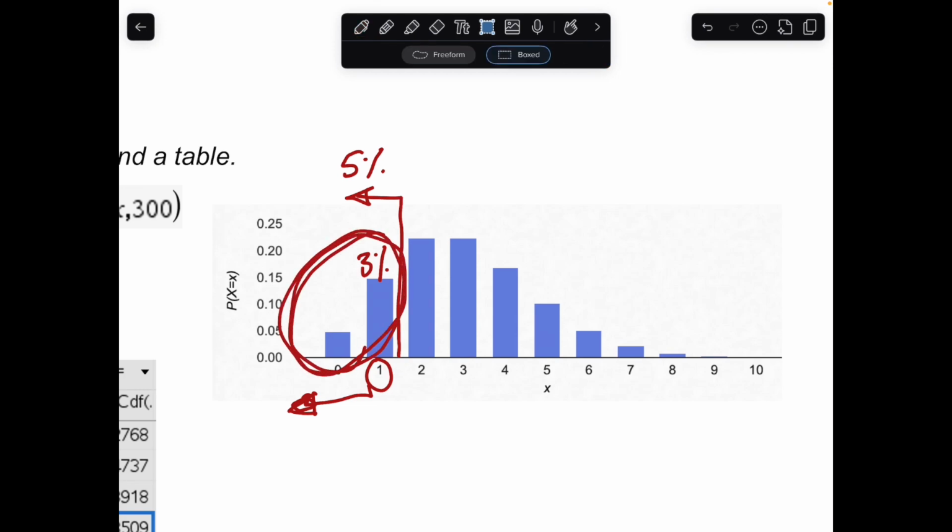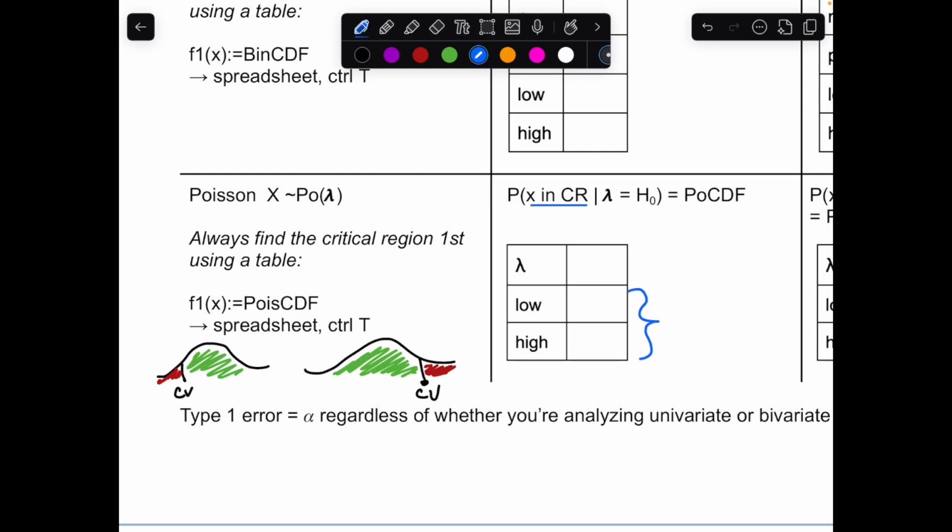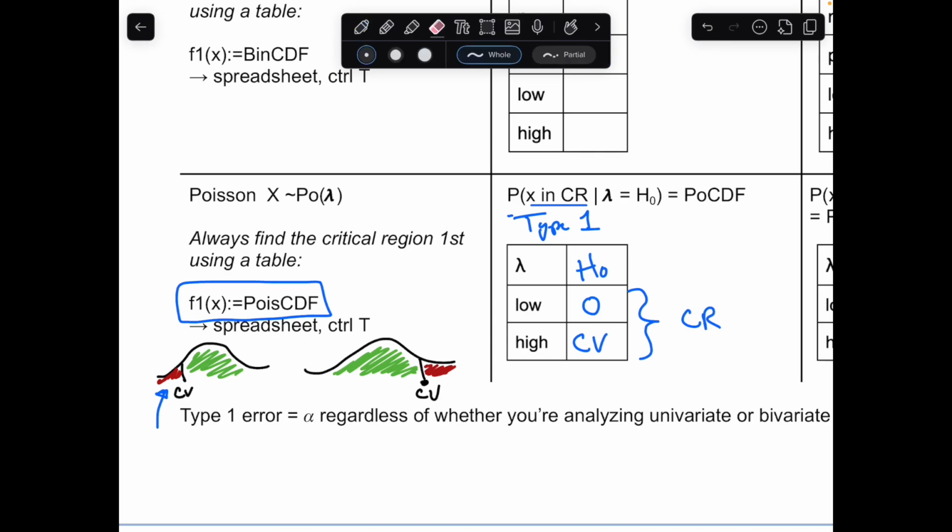which is 3%. So on the TI-Nspire, we're going to find the critical region, which will eventually be our lower and upper bounds, by first defining a Poisson CDF in a calculator and then creating a table from a spreadsheet to look up all the possible p-values and identify where your critical value is. If you have a lower tail test, then in this calculation for a type 1 error, you would have your null hypothesis claim for your lambda. Your lower bound would be 0 and your upper bound would be the critical value.